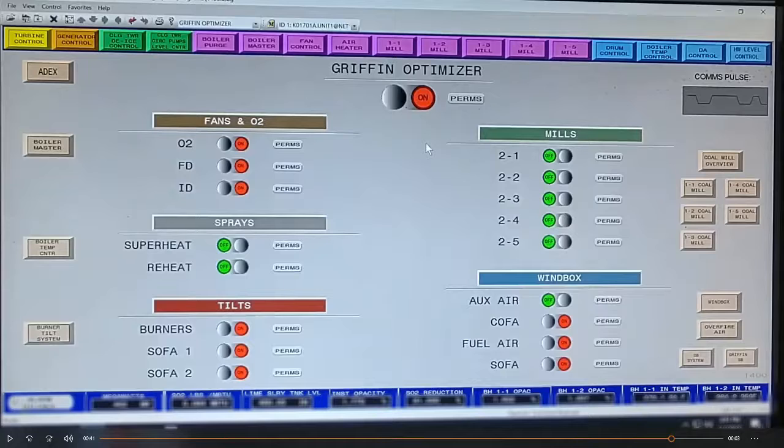Again, this is the interface that the operators have. Through a couple of simple clicks, they can activate and deactivate and also see the effects of the combustion optimization system on their unit.